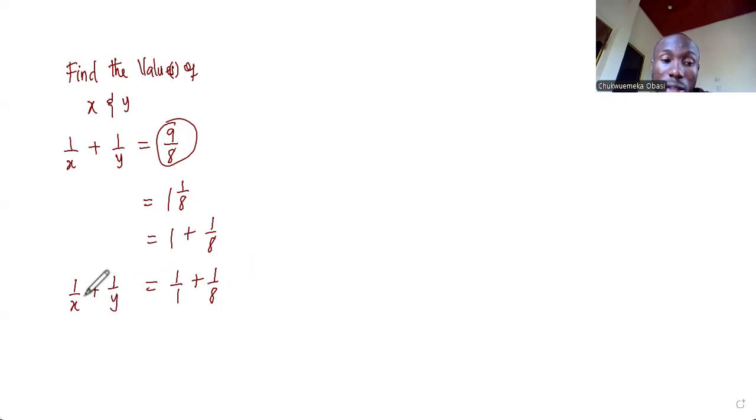So if we compare these equations, you're going to see that x is likely going to be 1 and y is likely going to be 8. But because this is commutative, y can also be 1 and x can be 8. So in conclusion, x is likely going to be 1 and y is likely going to be 8 in this first instance.